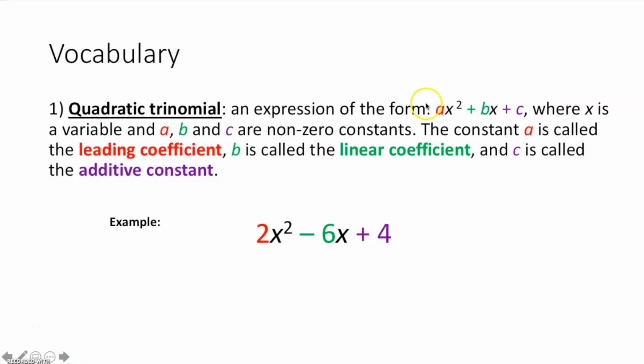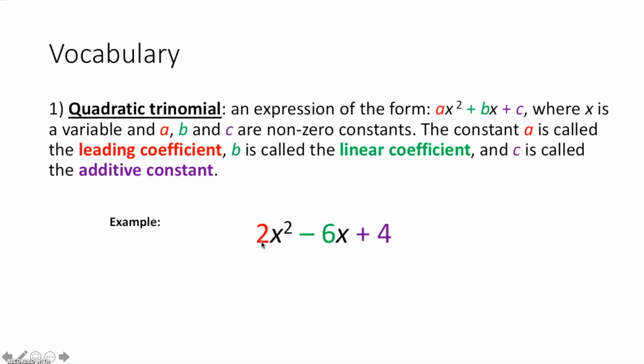First thing we're going to talk about is a quadratic trinomial. That's an expression of the form ax squared plus bx plus c, where x is a variable and a, b, and c are non-zero constants. The constant a is called the leading coefficient, the b is called the linear coefficient, and c is called the additive constant. Now, I won't make you memorize the linear coefficient and the additive constant. You should know that the leading coefficient is your a value, the number in front.